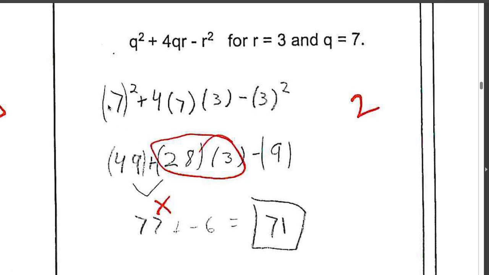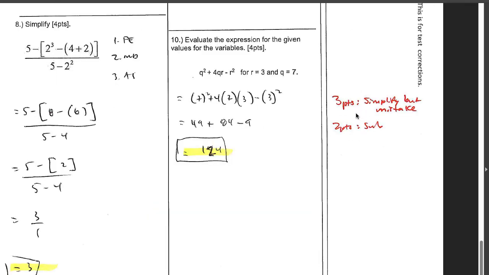Take a look at this one. Everything is substituted correctly. Give them 2 points. The simplifying here, 49 is correct. 4 times 7. And then here I circled it because they wanted to jump to addition, but they should have done all their multiplications first, and that's why this one is incorrect. Here's the scoring. If you got 3 points, you simplified but made a mistake there, or you got only 2 points out of the whole problem if you did a substitution correctly.